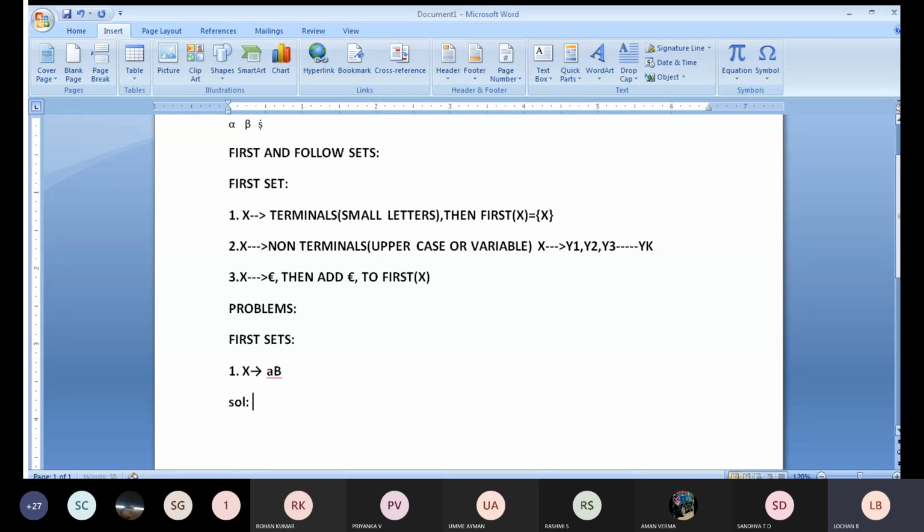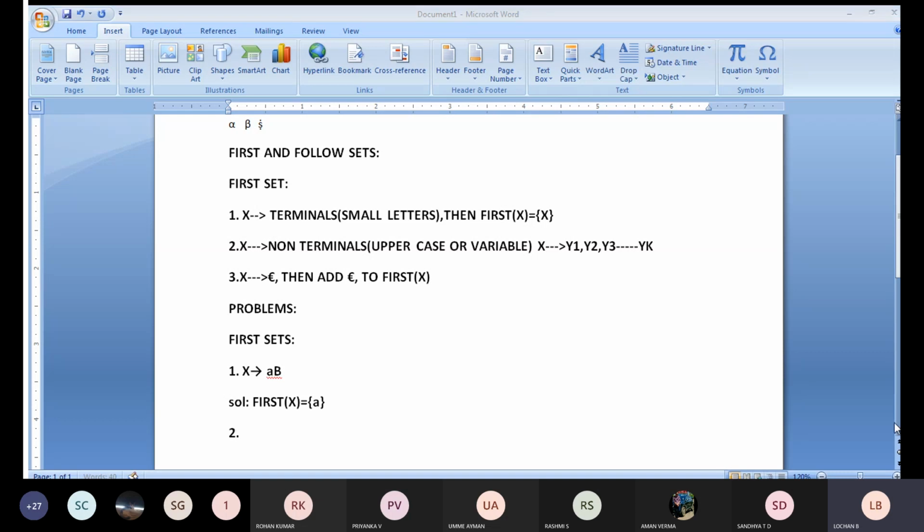So for this particular case, first of X, what did you get? Directly you got the terminal, small letter a. So I'll write small a as it is. That's all. I will not concentrate on B, because the B production has not been continued. They have only given X implies small a B, and the B production is not continued there. So I'll stop the solution here.